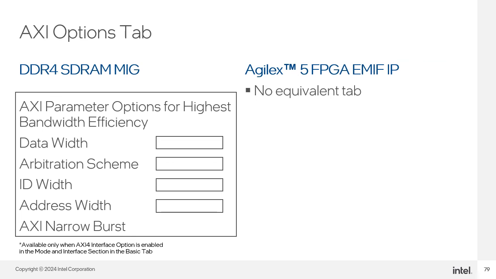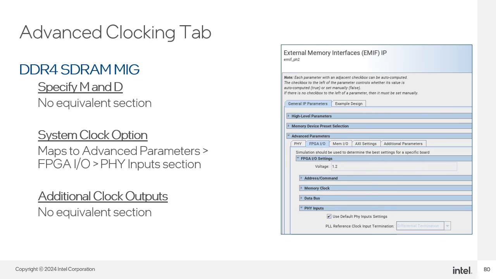In DDR4 SDRAM MIG, this AXI Options tab appears when you enable the AXI Interface option in the Basic tab. In Agilex 5 EMIF IP, there is no equivalent tab. In the Advanced Clocking tab, the M and D section allows you to calculate the reference input clock frequency if you do not like the default frequency provided for the MIG. Agilex 5 FPGA EMIF IP does not provide this functionality.